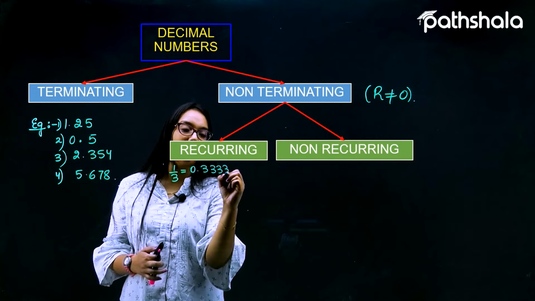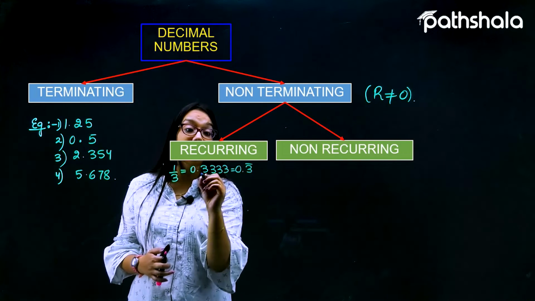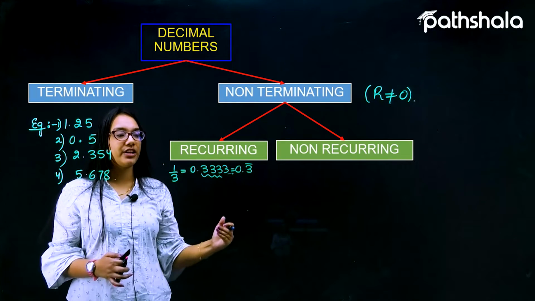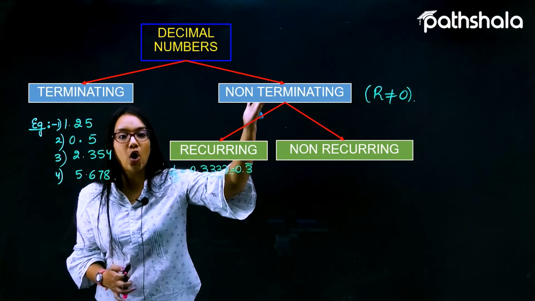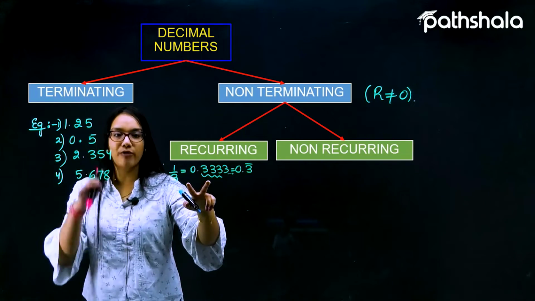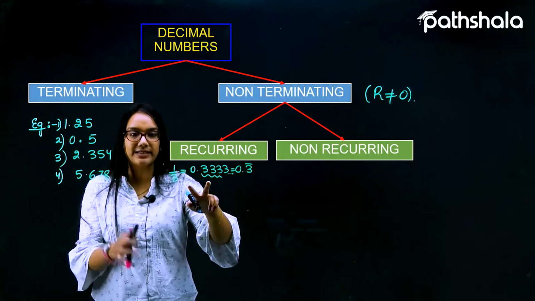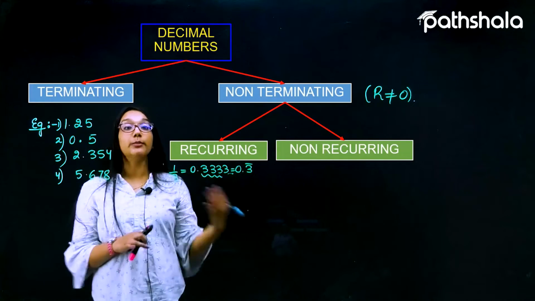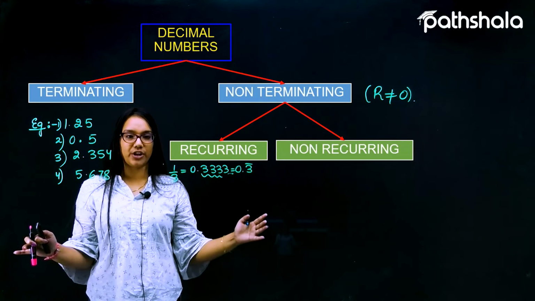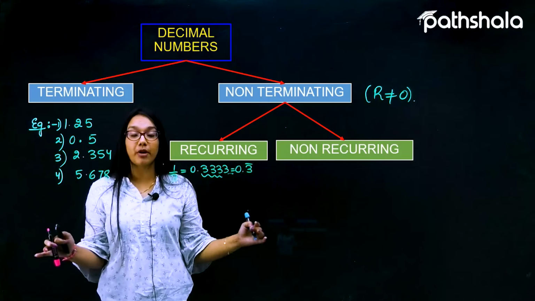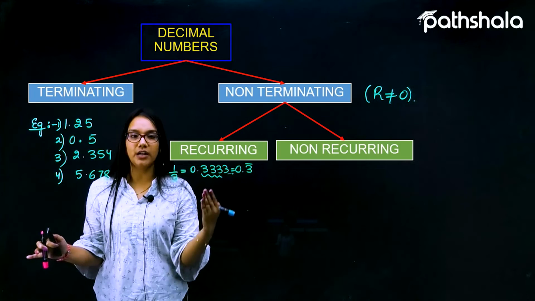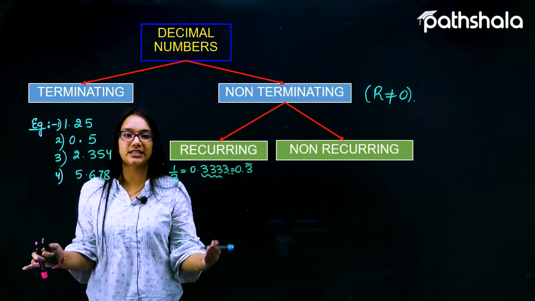This representation, in which the digits repeat again and again, is called non-terminating recurring. So this is an example of a non-terminating recurring decimal number. So 0.3 bar, 3.3 bar, or 0.27 bar, any such representation in which the remainder is non-zero but a string of digits repeats itself again and again, is called a non-terminating recurring decimal number.